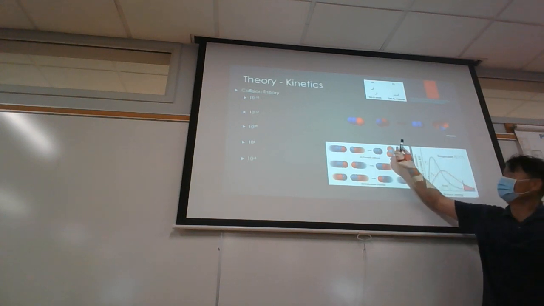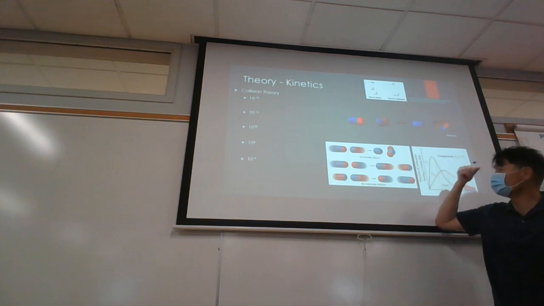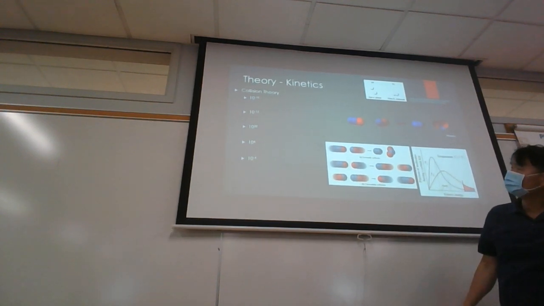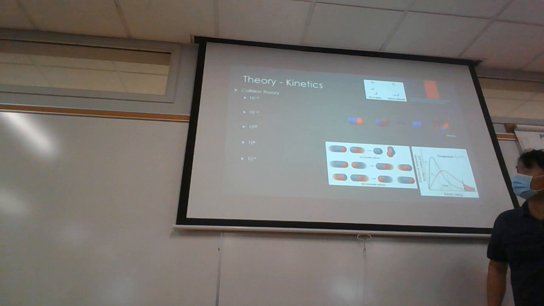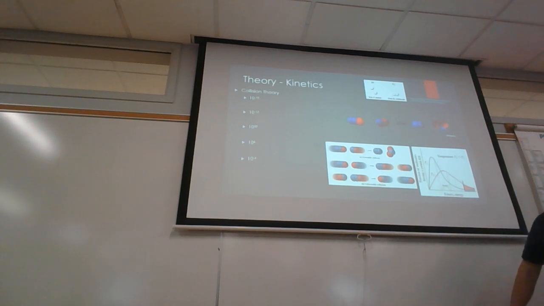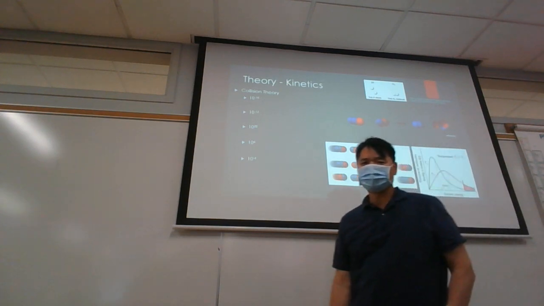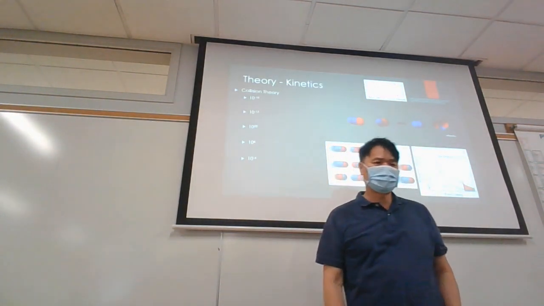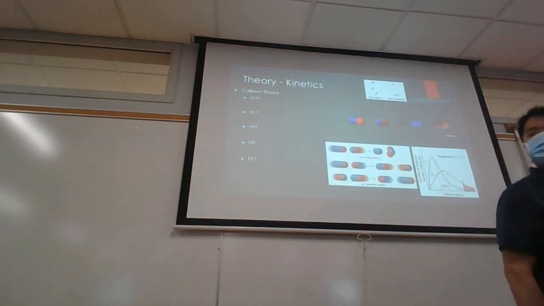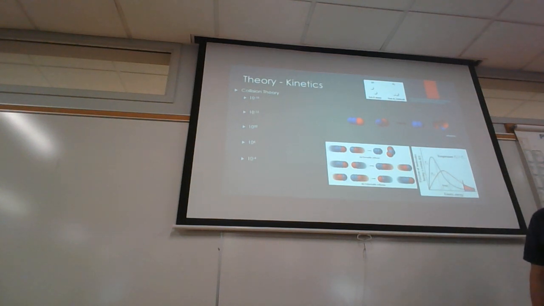And these collisions are actually pretty fast. How many collisions are there? So these are different numbers here from collision theory: 10 to the minus 10, 10 to the minus 13, 10 to the 32nd, 10 to the 6, 10 to the minus 4.